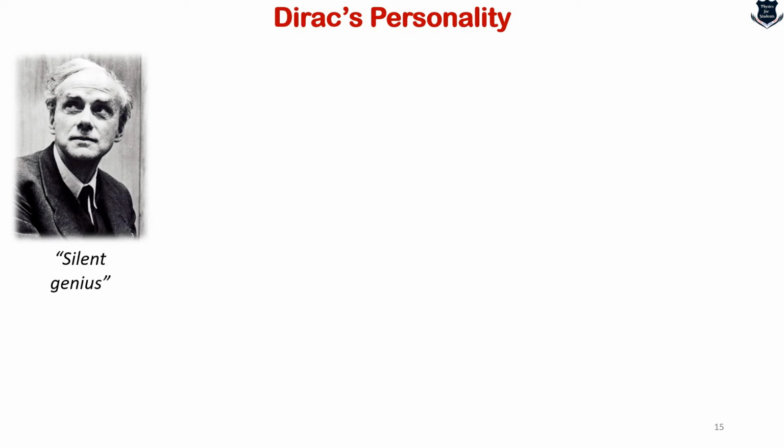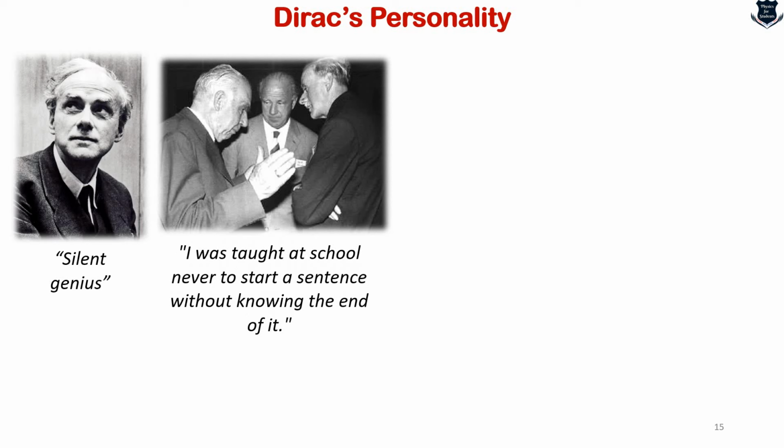Now Dirac was known among his colleagues for his precise and taciturn nature. His colleagues in Cambridge jokingly defined a unit called a Dirac unit, which was one word per hour. Now, when Niels Bohr complained that he did not know how to finish a sentence in a scientific article he was writing, Dirac replied, "I was taught at school never to start a sentence without knowing the end of it."